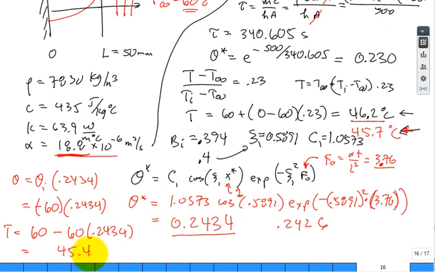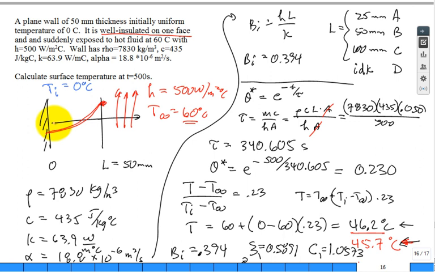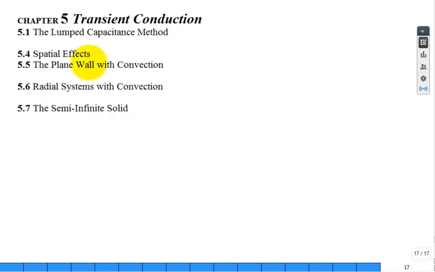45.4? All right. Well, I had it at 45.7 in my other calculations. So very close. Well, with that, I thank you for your attention. Next time, we move into semi-infinite solids. Thank you.